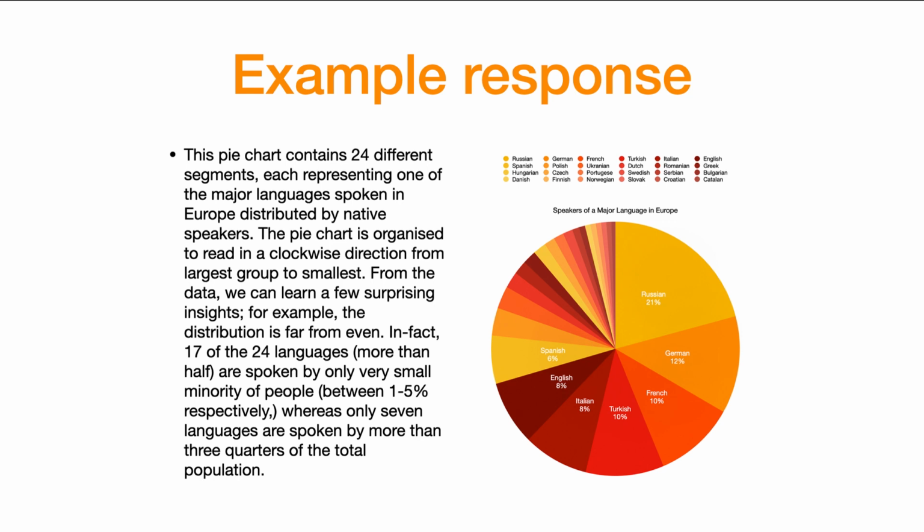Example response. This pie chart contains 24 different segments, each representing one of the major languages spoken in Europe distributed by native speakers. The pie chart is organized to read in a clockwise direction from largest group to smallest. From the data, we can learn a few surprising insights. For example, the distribution is far from even. In fact, 17 of the 24 languages, more than half, are spoken by only very small minority of people, between 1 and 5% respectively, whereas only 7 languages are spoken by more than 3/4 of the total population.